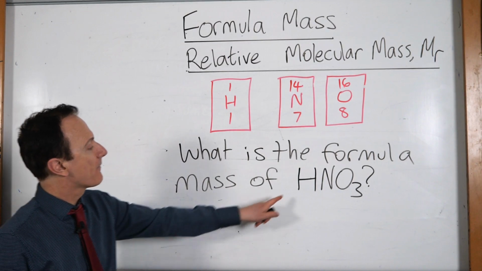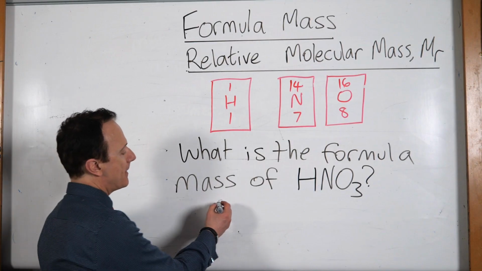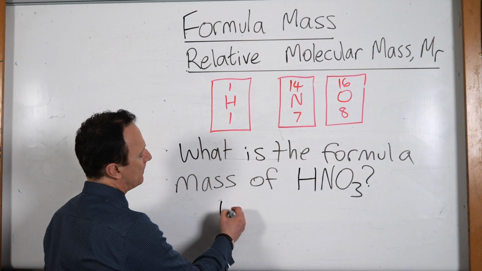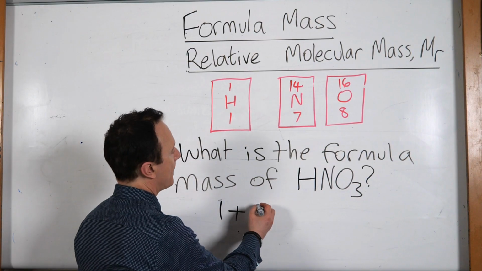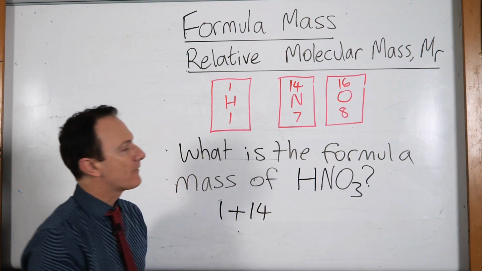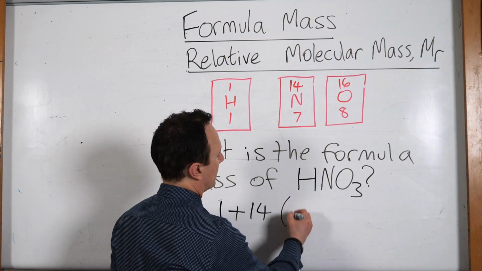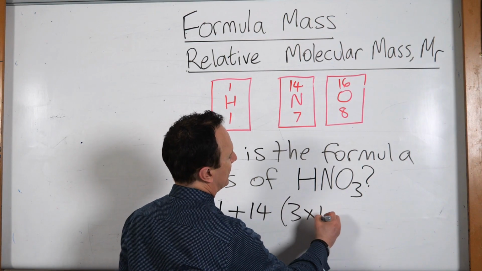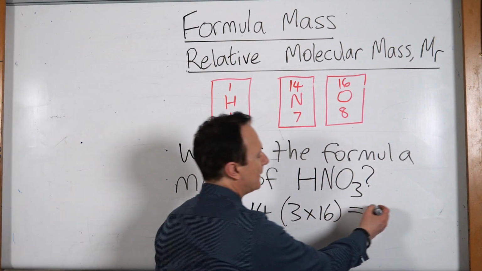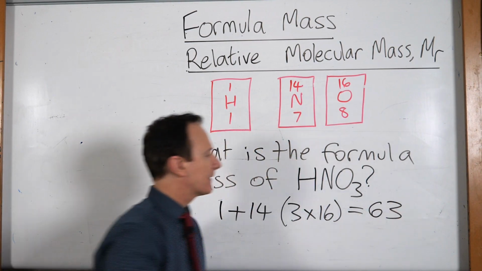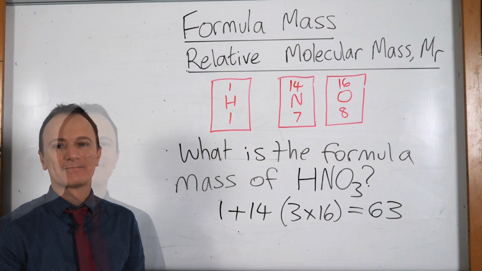So this time we've got 1 hydrogen atom and its mass is 1. We've got 1 nitrogen atom and its mass number is 14. And we've got 3 oxygen atoms, so that will be 3 times 16. And when we add all of that together, we get 63 for the formula mass of nitric acid.